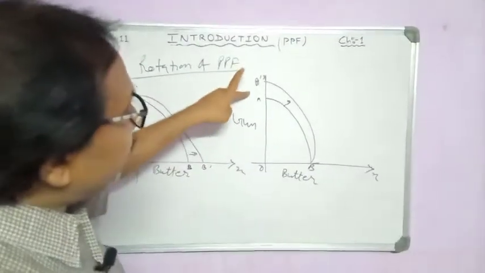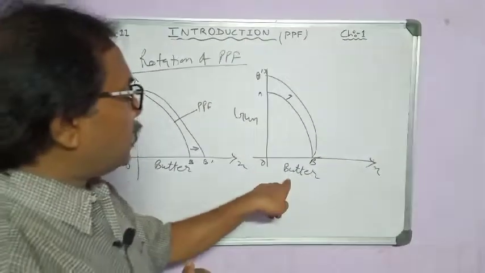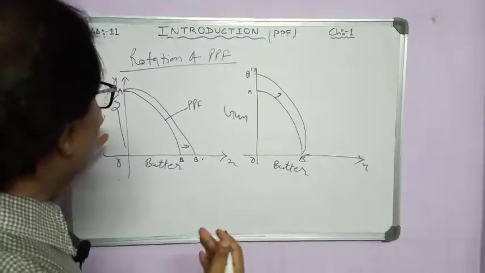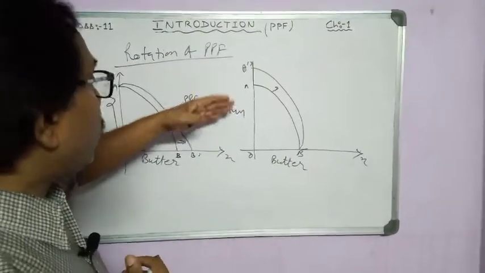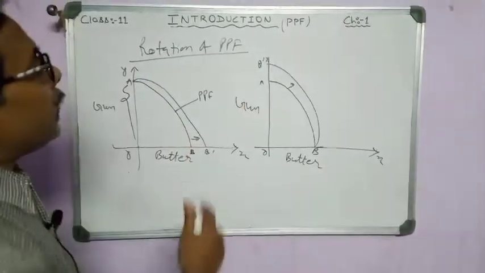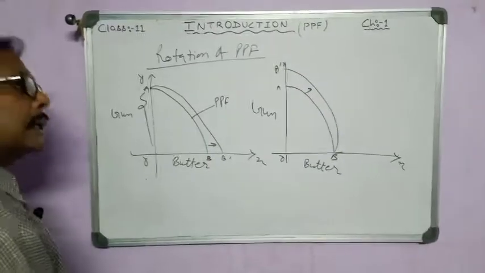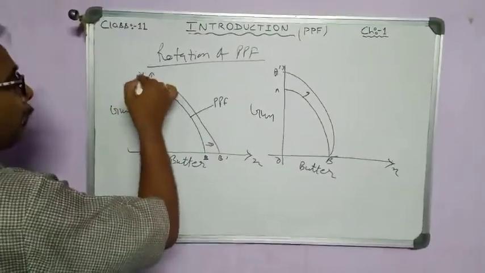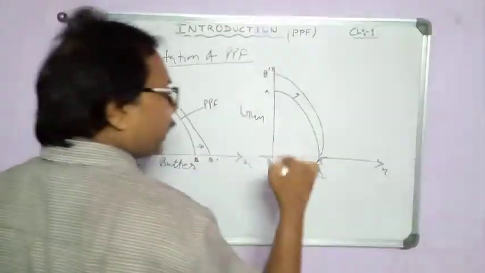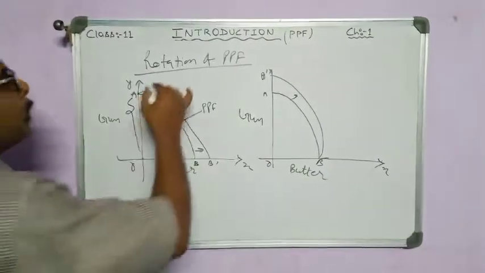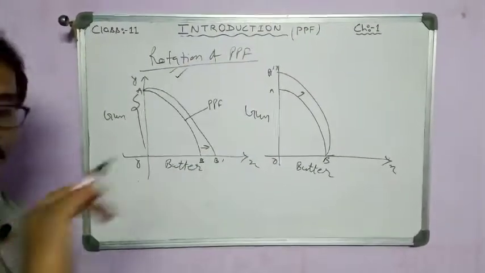So it indicates that there is no change in the technology of butter, but the technology has changed in the production of gun. That's why the production of gun has increased. So in this way, either the Y good can change or the X good can change, but the other good will remain constant. This is known as rotation of PPF.